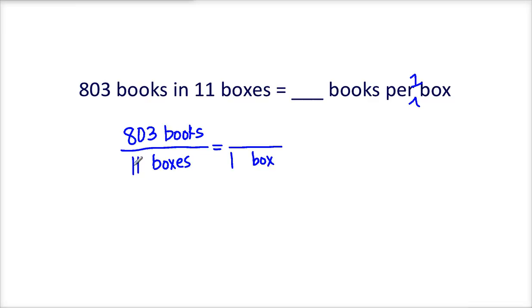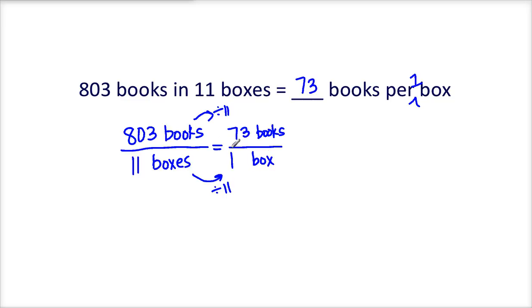Okay, so to get from 11 to 1, I divide by 11. 11 divided by 11 is 1, and then I'd have to do the same thing on top to keep things fair. 803 divided by 11, check it with a calculator, is 73. So that means there's 73 books per 1 box. And that would be my unit rate because my denominator has 1 unit in it, 1 box.